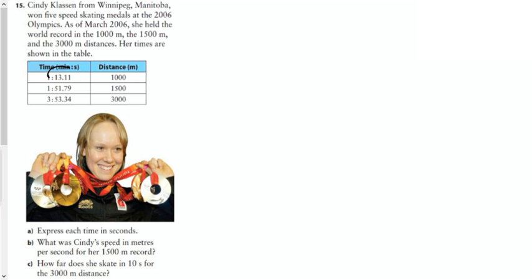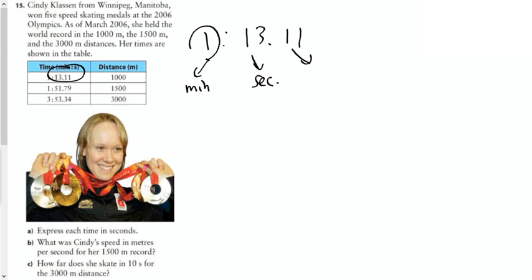So what we have here is 1:13.11. This is your minutes, this is your seconds, and this is your fractions of seconds, so 13.11 seconds. It says express the time in seconds. Well, since this is equal to 60 seconds, then this time is equal to 73.11 seconds, right? Because that 1 minute is equal to 60 seconds. So 60 plus an additional 13, that's 73 seconds, and the 0.11 is still going to be a decimal.